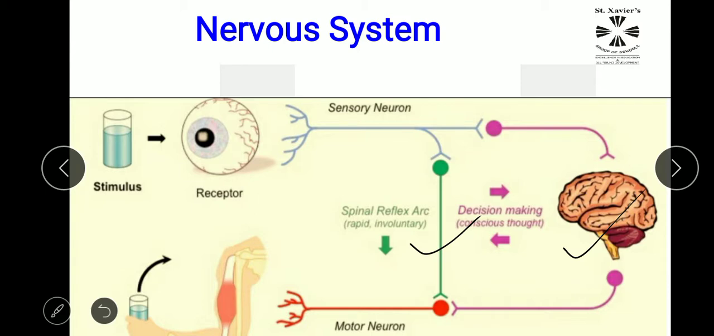This action is controlled by the spinal cord, students. This is a rapid, involuntary action done by the spinal cord, students. It is called a reflex action, students.